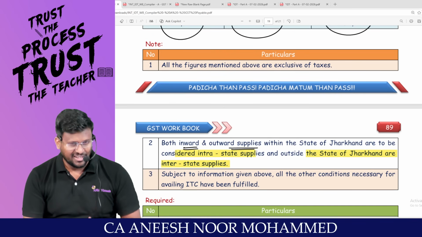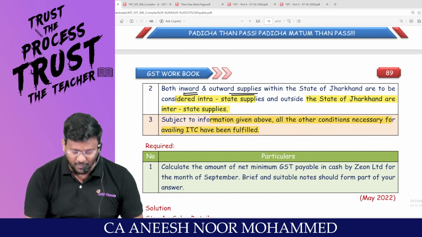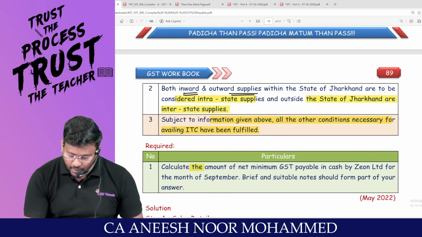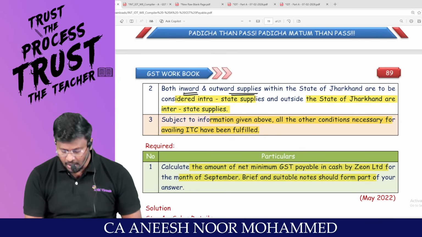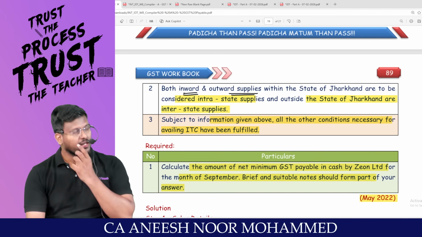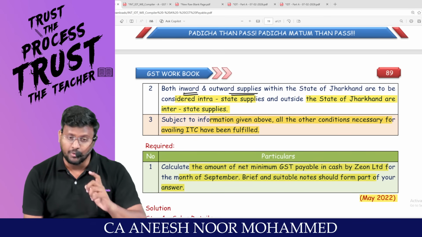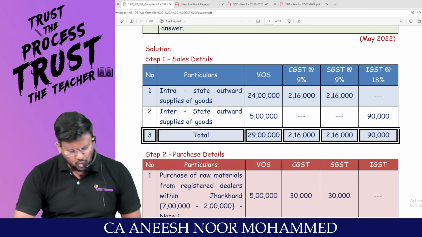Subject to the information given above, all other conditions necessary for availing ITC have been fulfilled. Calculate the amount of net minimum GST payable in cash by Xeon Limited for the month of September. Brief and suitable notes should form part of your answer. Nothing is there. If we take the same question as question number 1, we would have felt some difficulty. But after doing 4 questions, we'll be feeling so much comfortable.